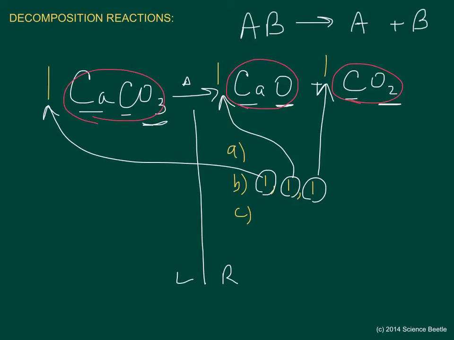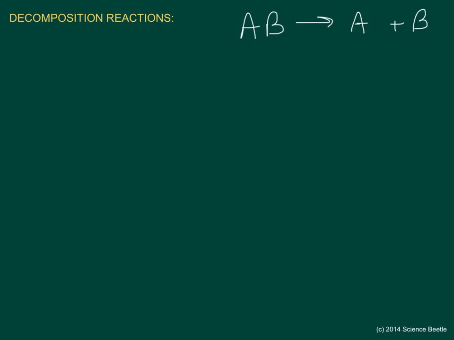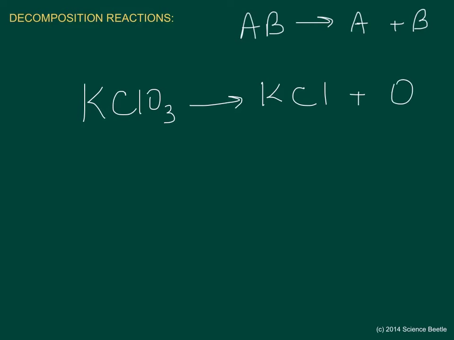Now this one was pretty easy for us to do, but let's go ahead and look at a little bit more complicated one that is going to require us to do a little bit more balancing. So for this problem, what we're going to do is take this equation here that we've got. We're going to take KClO3, and we're going to react this to form a substance which is KCl, plus oxygen.